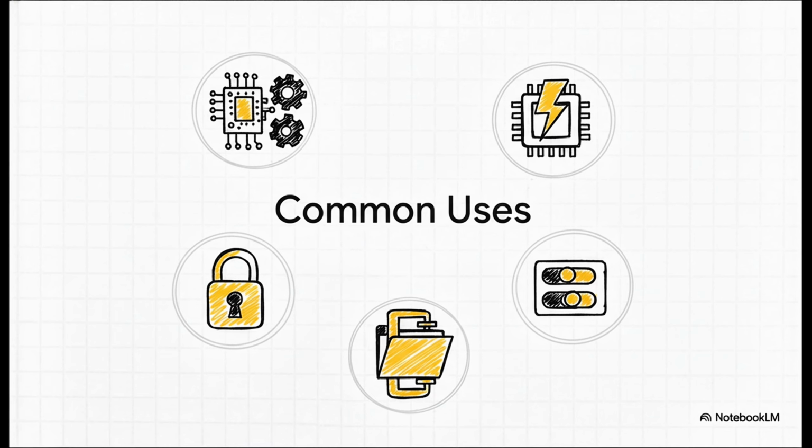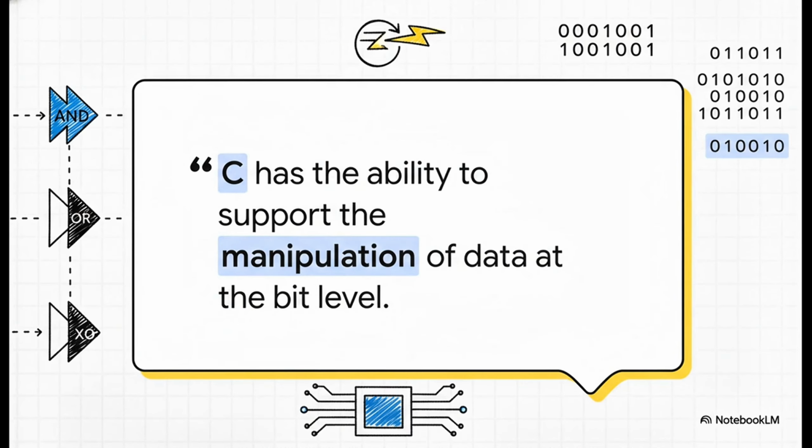We're talking about high-speed graphics, writing the code that talks directly to hardware, creating compression and encryption algorithms, all the way down to just efficiently turning features on and off in a program using single bits as little flags. So what's the big takeaway here? Understanding and using these bitwise operators, it unlocks a whole new level of programming power and efficiency that you just can't get any other way.